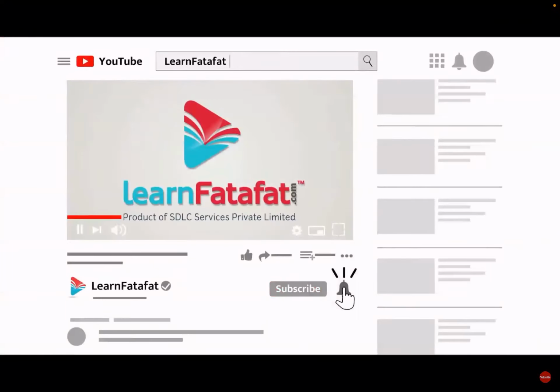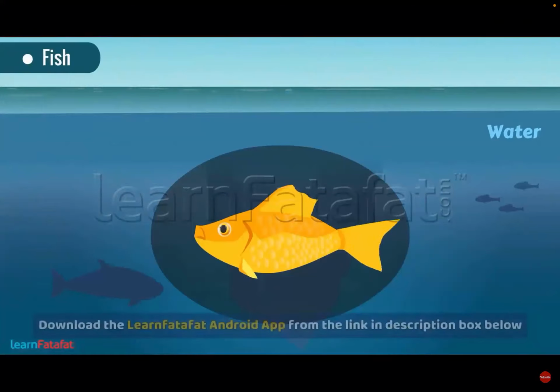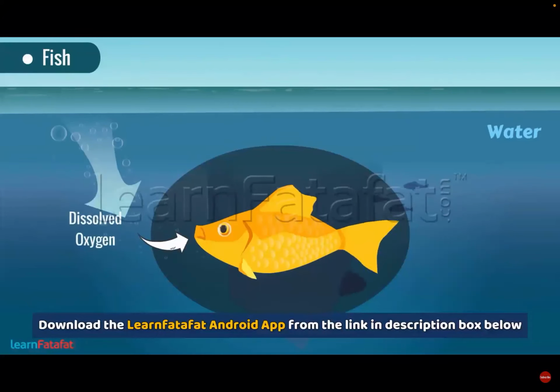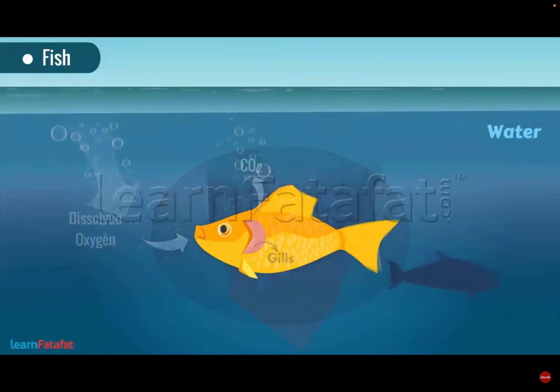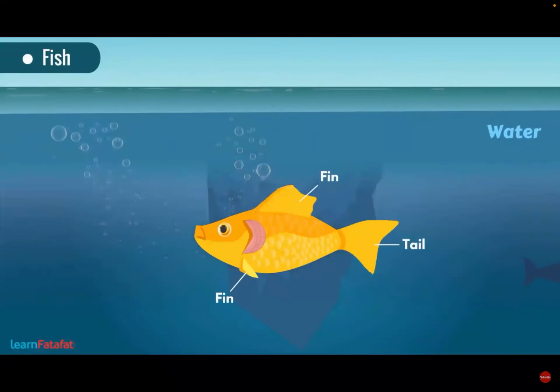Gait of animals: fish, cockroach, and birds. Fish. Fish live in water. There are modifications in fish to survive in their habitat. They obtain oxygen dissolved in water using gills. For swimming, fish use their flat fins and tails.